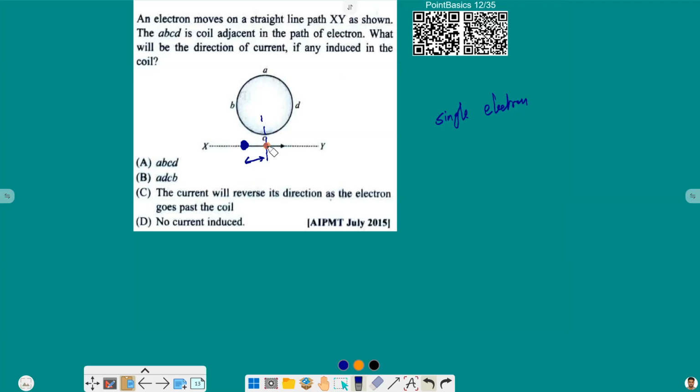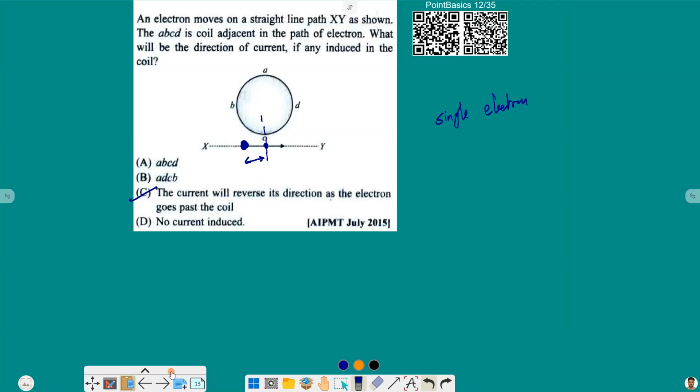So as the electron passes the middle point, the direction of the induced EMF will change, and the direction of the current will also change. So if we have a continuous current in this wire, then option A will be the answer. And if, as mentioned in the question, only one electron is moving, then option C will be the answer: the current will reverse its direction as the electron passes through. So in this case, C will be the right answer.